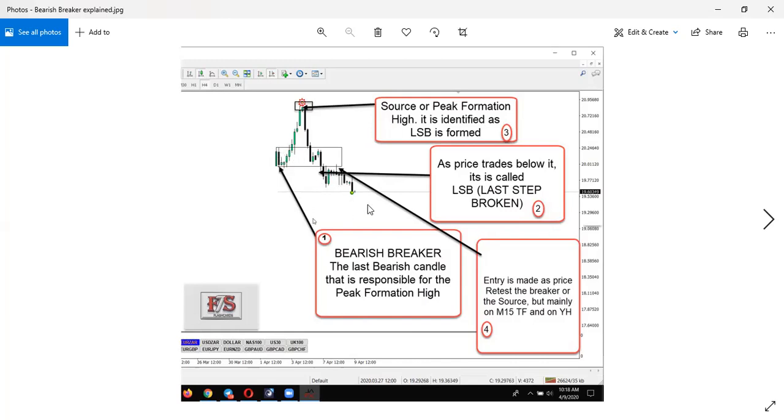We have two kinds of breaker, just like we have bullish and bearish order blocks. Now we have a bearish breaker and a bullish breaker. Is that okay? Let's talk about the bullish and bearish breaker first. Now look at it. This is a bearish breaker. What's a bearish breaker? Listen.